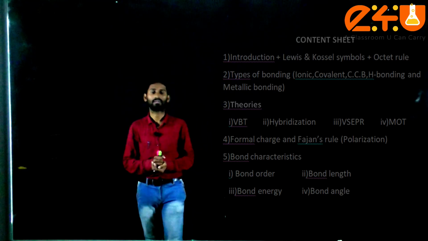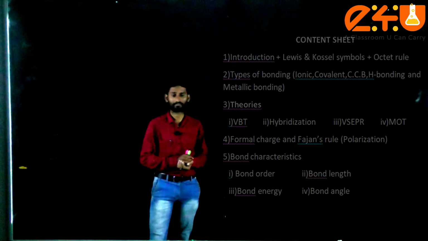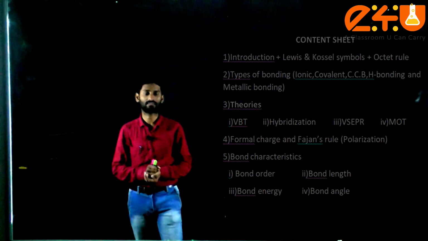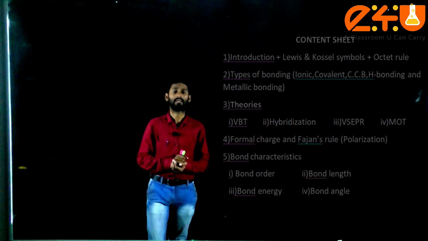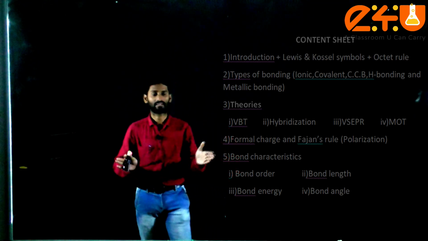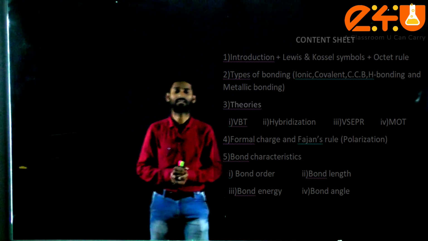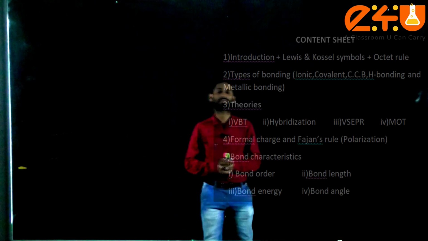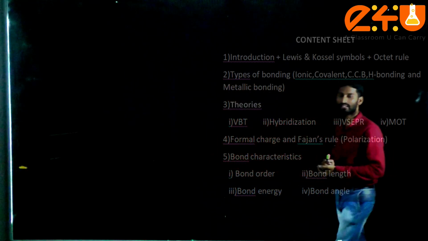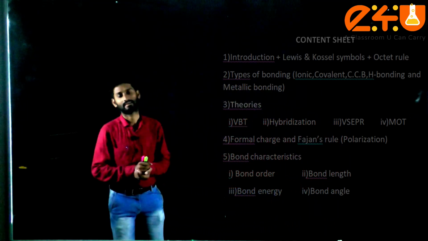In the previous session we discussed the introduction, Lewis and Kossel symbols, and the octet rule. We also discussed the types of bonding: ionic, covalent, coordinate covalent bond, hydrogen bonding and its characteristics. Now in this session I am going to discuss the important theories of chemical bonding, that is valence bond theory, hybridization, VSEPR theory and molecular orbital theory.